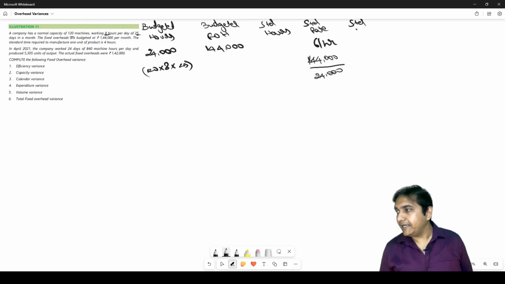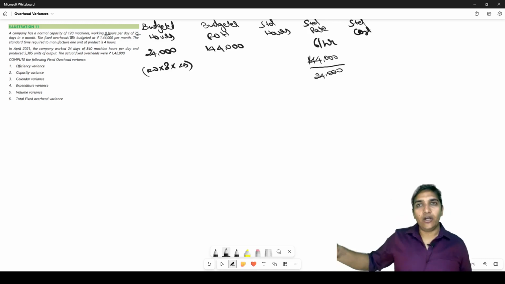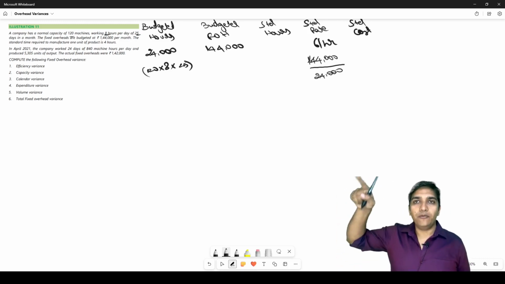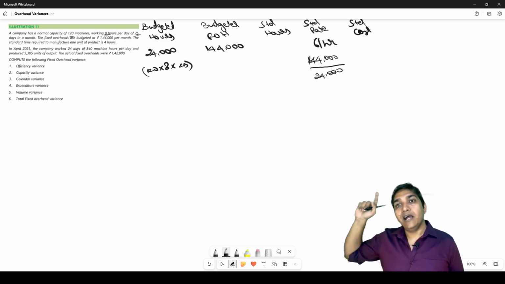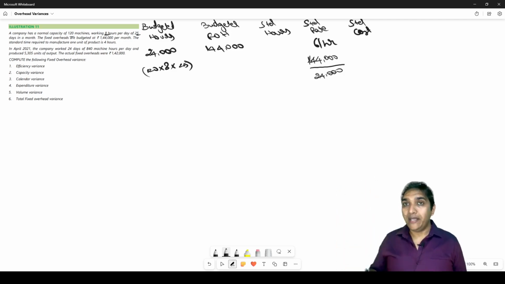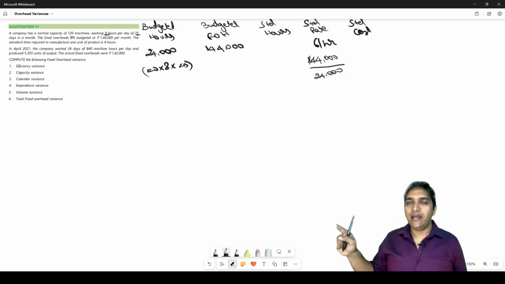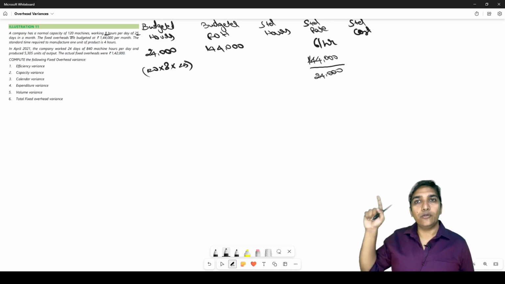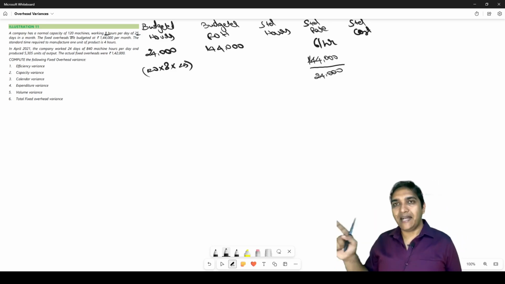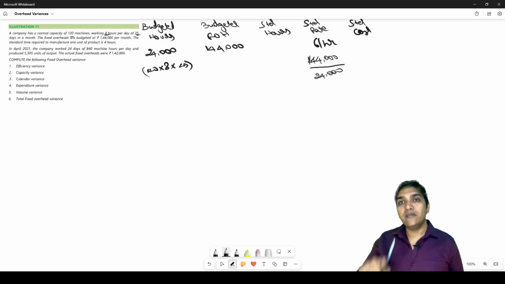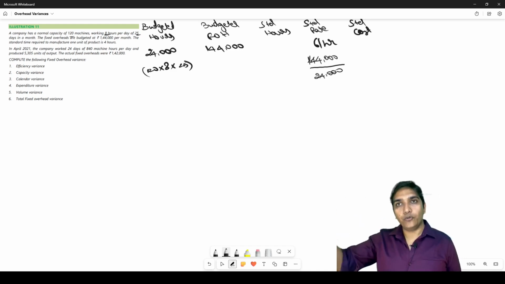Next is our standard cost. Now this standard cost will become our overhead absorbed for actual output. Why? Because standard cost is equal to standard hours into standard rate. Standard rate we have calculated, and I have already told you standard rate is equal to my absorption rate. Next, standard hours. Standard hours is always going to be based on the actual output.